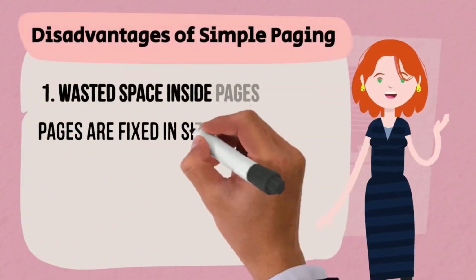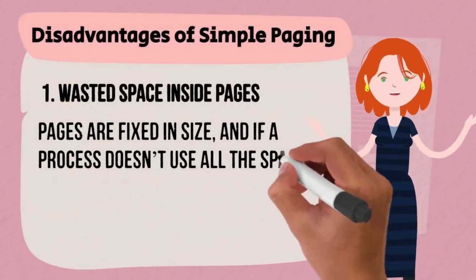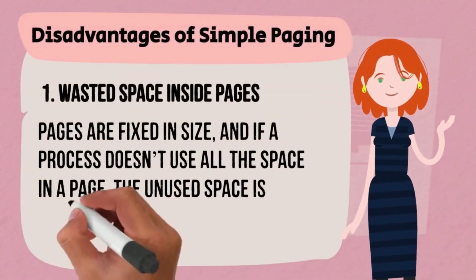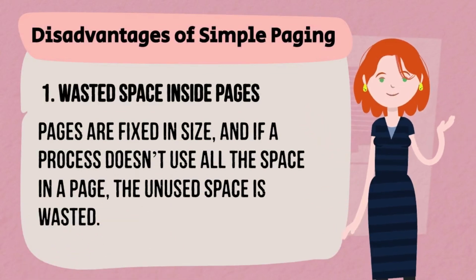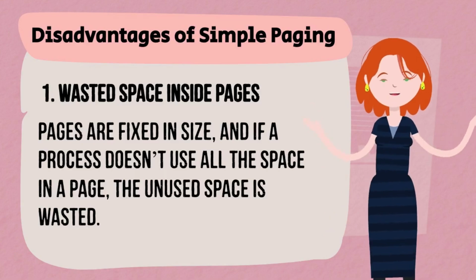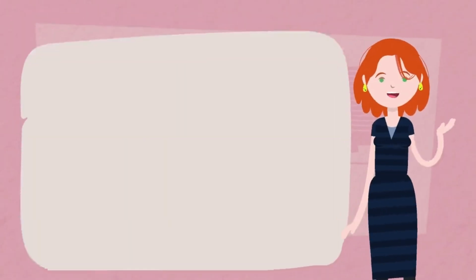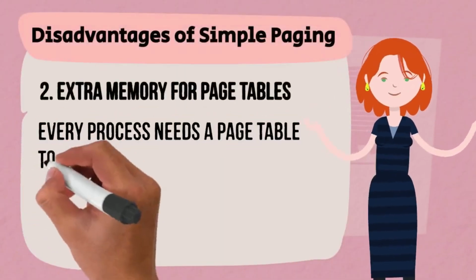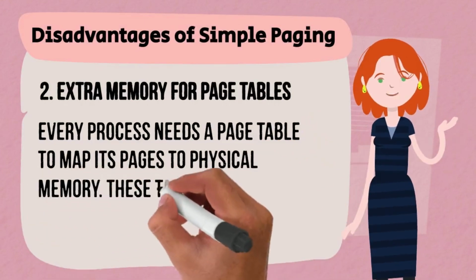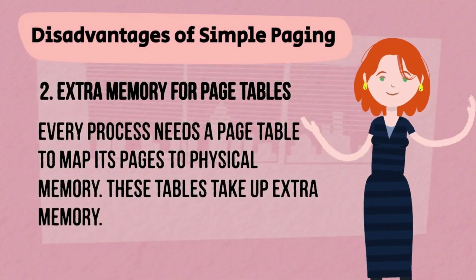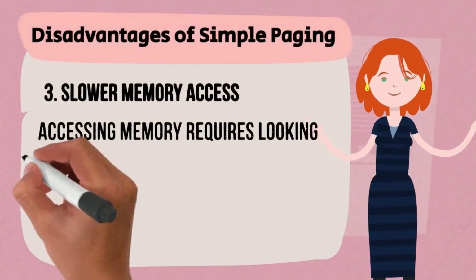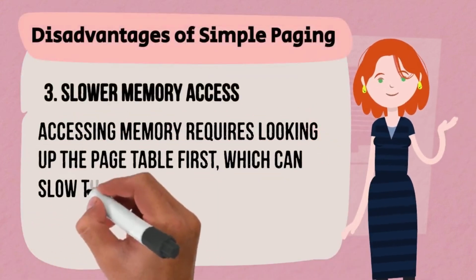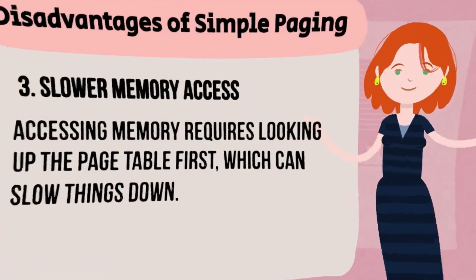Now let's talk about the disadvantages of simple paging. One is pages are fixed in size, and if a process doesn't use all the space in a page, the unused space is wasted. Every process needs a page table to map its pages to physical memory. These tables take up extra memory. Accessing memory requires looking up the page table first, which can slow things down.